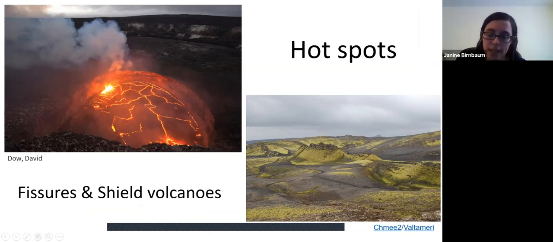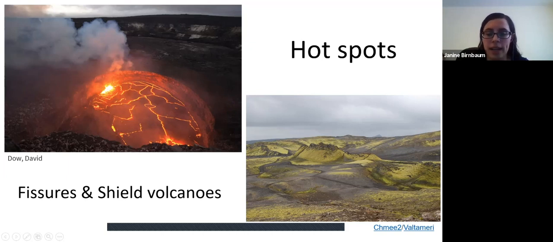We can see on the right here this long chain of mounds, what we would call a fissure eruption. This is from Lava volcano in Iceland. And on the left, we have the Halemaumau lava lake, the lava lake that was in the Halemaumau crater at Kilauea volcano that existed until about 2 years ago when it was drained during the big eruption there.